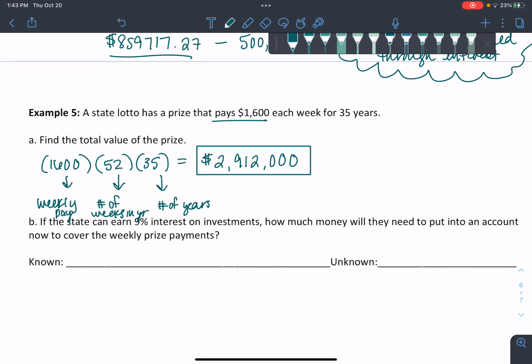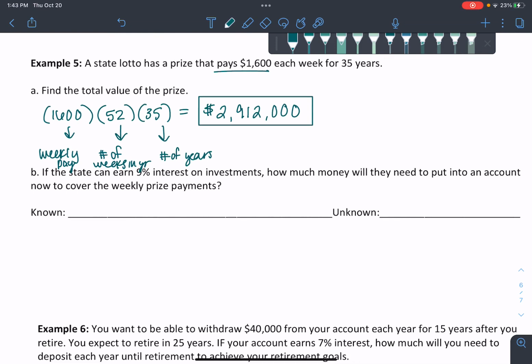Now, if the state can earn 9% on investments, how much will they need to put into an account now to cover the payment weekly for that length of time? So what they're basically saying is, does the state actually have to put $2 million in the account for whoever's winning the prize? No. They're saying that it earns 9% interest on investments. So how much do they have to put into the account so that it will grow to the amount that the prize will be over the course of that time?